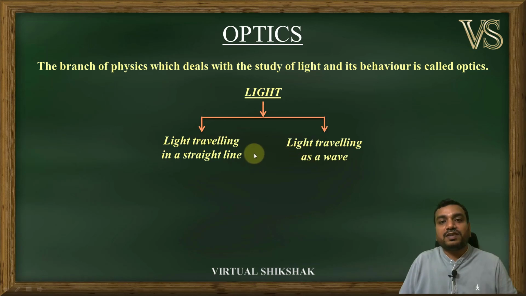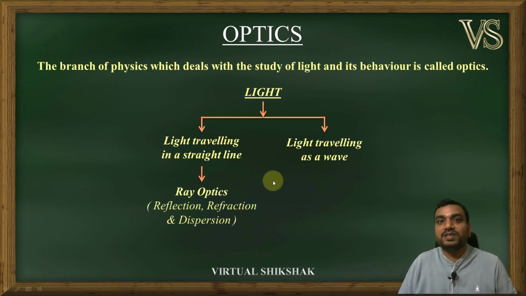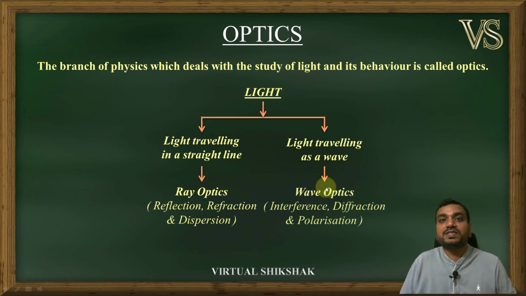Light can travel in a straight line as well as travel as a wave. The branch of physics which deals with the study of light traveling in a straight line is called ray optics. In ray optics, we discuss phenomena such as reflection, refraction and dispersion. And the branch of physics which deals with the study of light traveling as a wave is called wave optics. In wave optics, we discuss phenomena such as interference, diffraction and polarization.